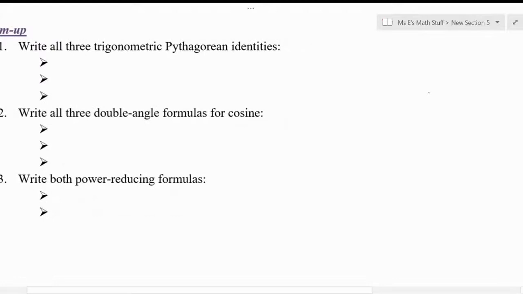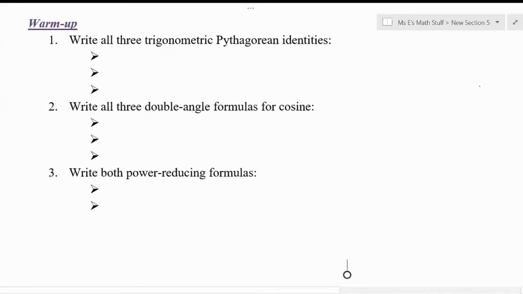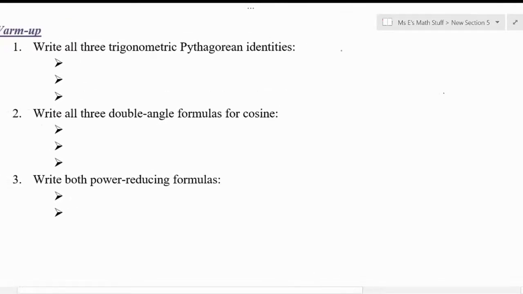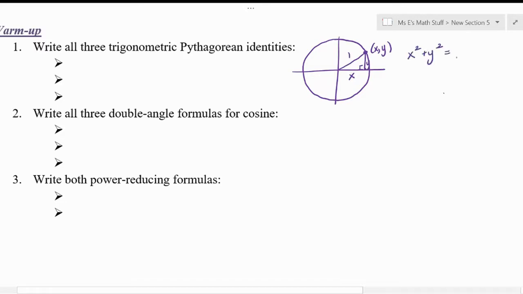So, let's start with the Pythagorean identities. The most basic of the Pythagorean identities is the one for sine and cosine. I like to just think about the unit circle for an explanation for that. So let's say this is a unit circle. Anyway, if you have any point x, y that's on that circle, I hope it makes sense that the relationship between x and y, here's x, here's y, here's 1, would be that x squared plus y squared equals 1.